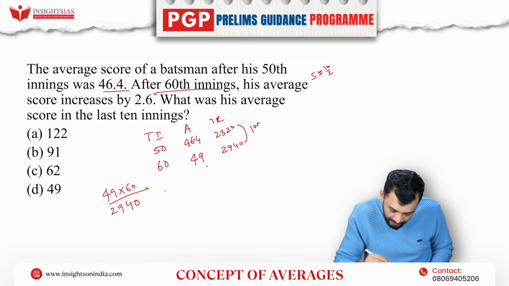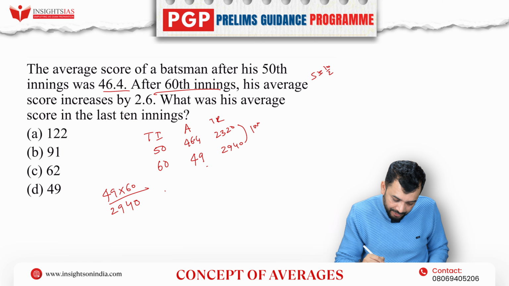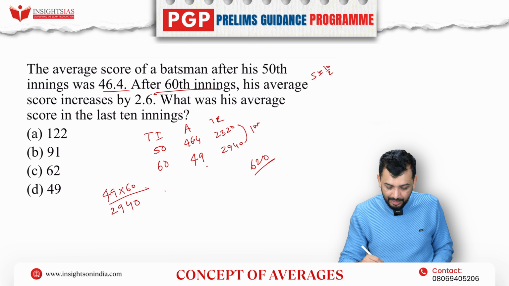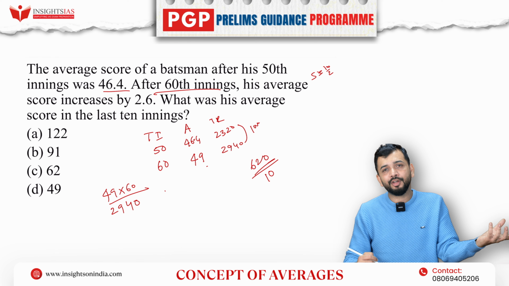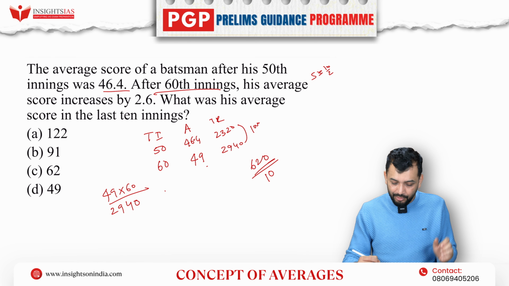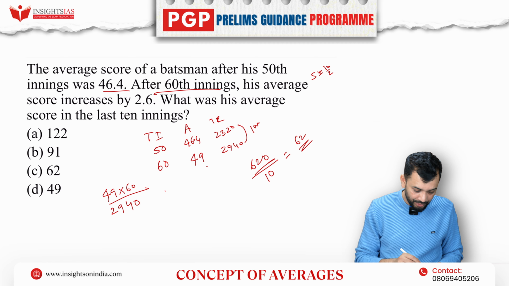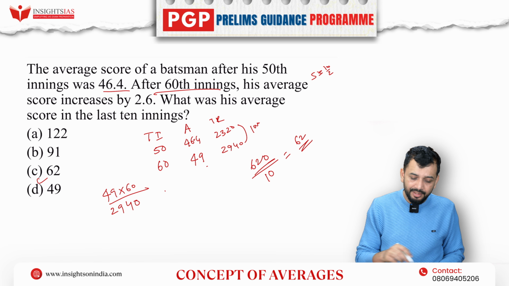So the total runs he has scored is basically 0 minus 0, that is 0, 4 minus 2, 2, 9 minus 3, 6. So 620 runs he has scored in the last 10 innings. Per innings is the average. So that is 620 by 10. 62 runs is the average. So here there is this calculation.